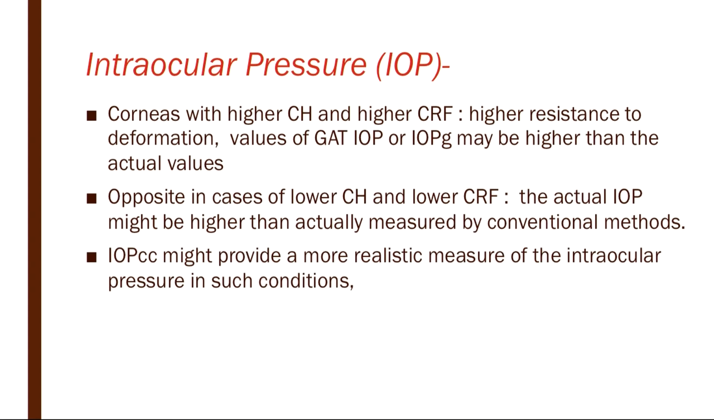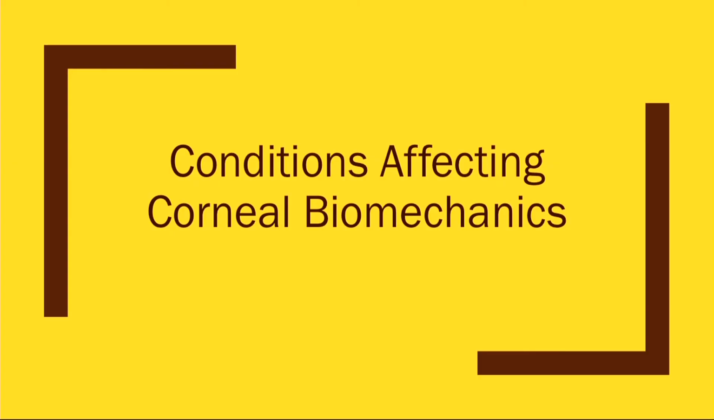Intraocular pressure, cornea with high hysteresis and high CRF. What does it mean? High hysteresis and CRF means when we are doing Goldmann applanation tonometry, there's more resistance to applanation. So the IOP values which are recorded may be higher than the actual values. The reverse holds true in eyes with lower hysteresis and a lower CRF. So IOP-CC may provide a more realistic measure of intraocular pressure in these cases. If we have patients where the hysteresis and CRF are abnormal, I think we should consider the IOP-CC as well.